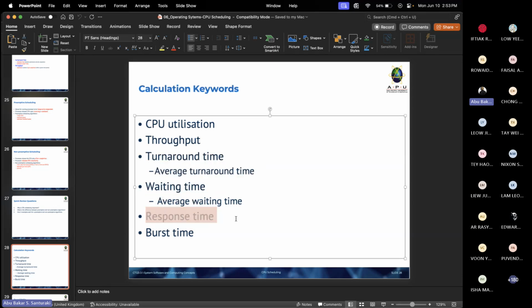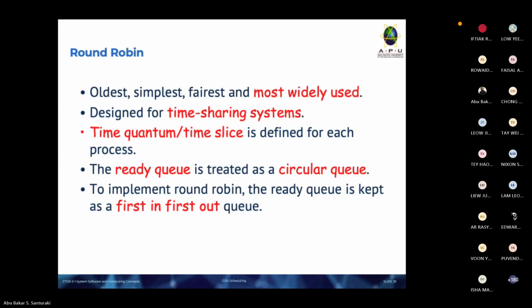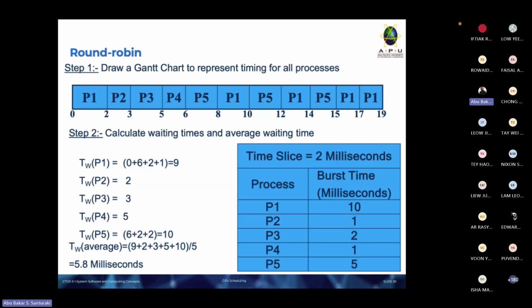The response time is the amount of time between when the job was submitted and when we started getting results. You'll see that in real time. And the burst time is the amount of time each job requires. So in order to demonstrate the round robin, here's what we're going to do. This is the characteristic of the round robin, which is a preemptive algorithm and is the first we're going to look at. It's the oldest, simplest, fairest and most widely used algorithm. It is designed for multitasking systems. Multitasking is also called time sharing. The time slice or time quantum is defined for each of the processes, and the ready queue is treated as a circular queue. So here's what it looks like.